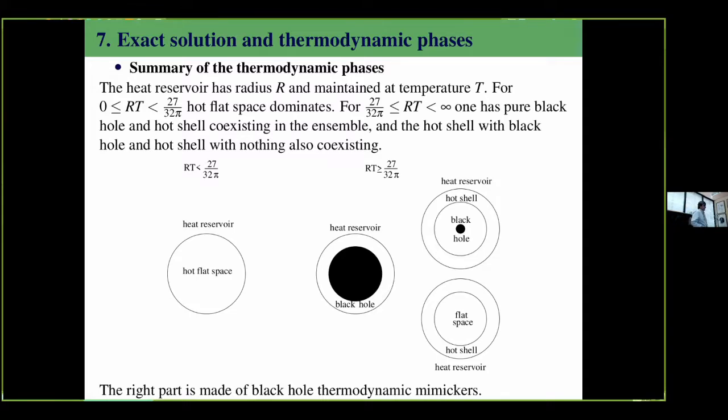And so the hot shell is a thermodynamic mimicker. People found, and actually I've also worked with, dynamical and geometrical mimickers of black holes, for instance, quasi-black holes. But here is a new mimicker. It's a thermodynamic mimicker. They don't need to be quasi-black holes or something like that.